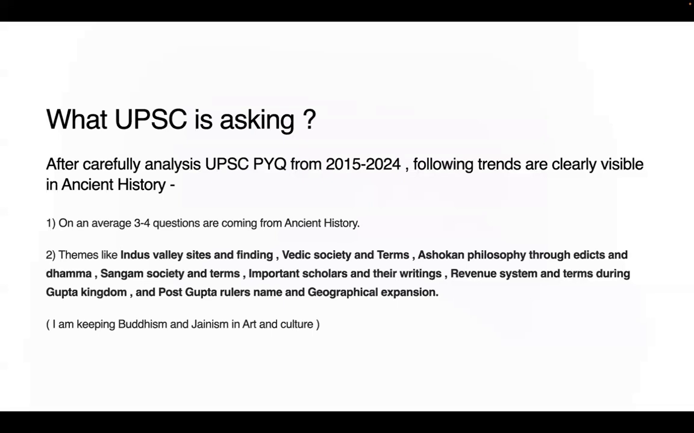The next important thing is the revenue system and the administrative system during the Gupta kingdom. That is a recurring theme, not only in the last 10 years, but in the last 25 years. In the last few years, they have started asking post-Gupta rulers' names and geographical expansion. They are not going deep into it. Don't worry, you don't need to read everything in this. Just a brief idea is enough.